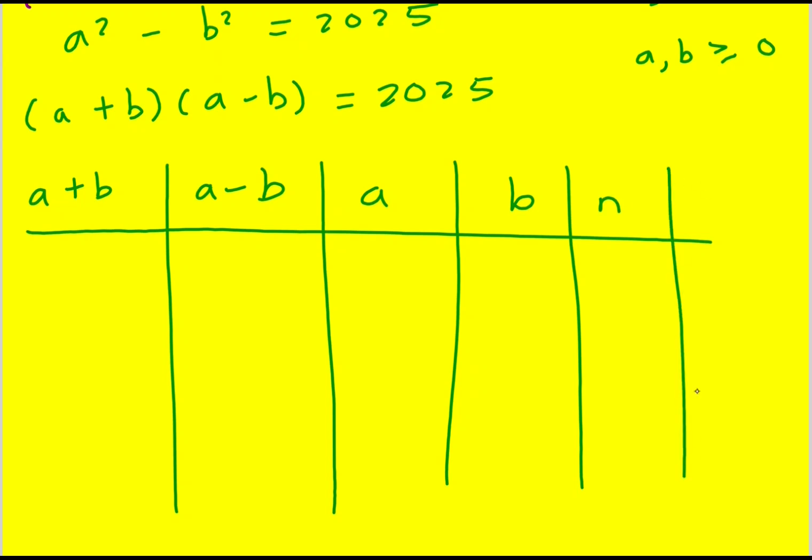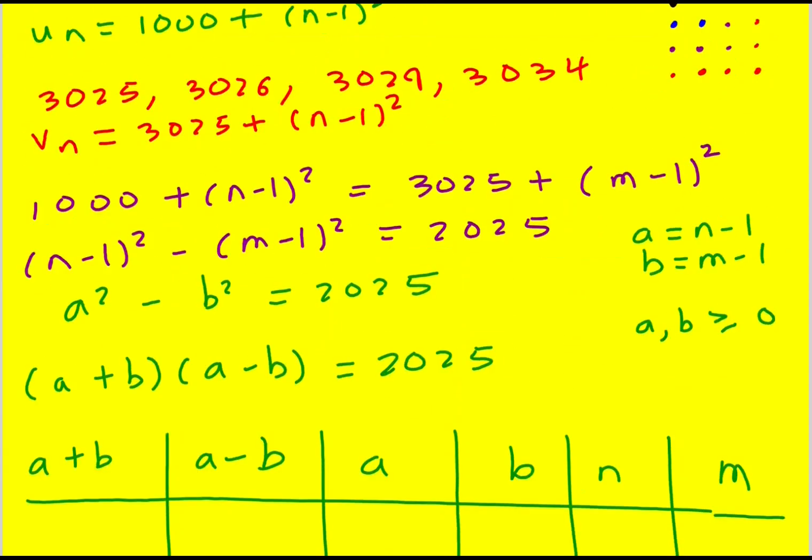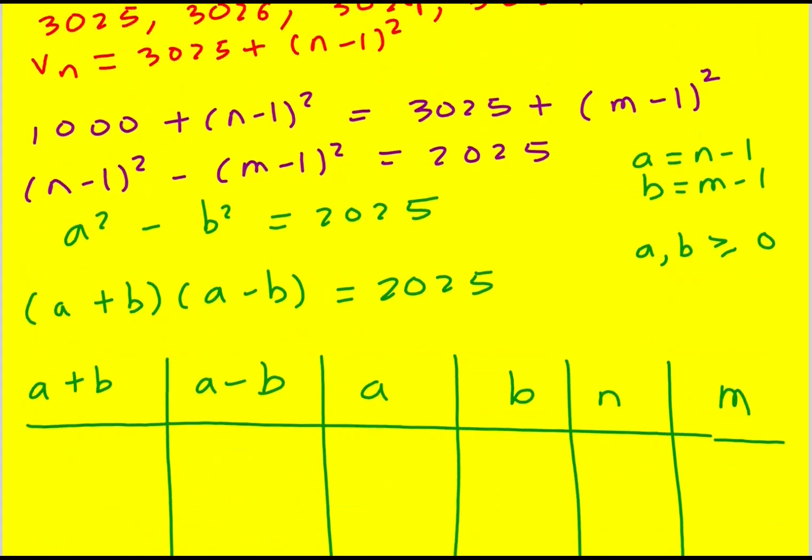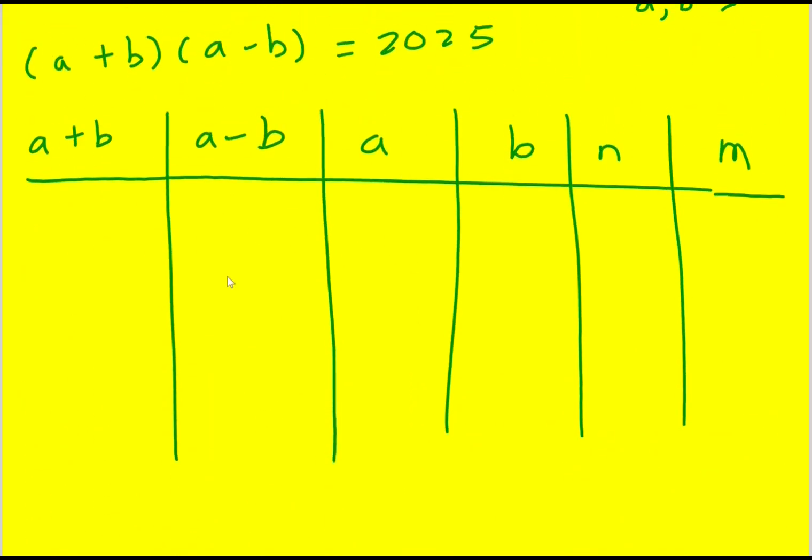And we don't need to find all these values out, because actually in the question, there's two things we've been asked about. How many numbers appear in both sequences? So how many solutions are there? And then find the second smallest number that appears in both sequences. We already have the first, remember, it's 3025. So for this, I need my factors of 2025 again, but they're going to be the products. So we've got 2025 here, and then this one will be 1.